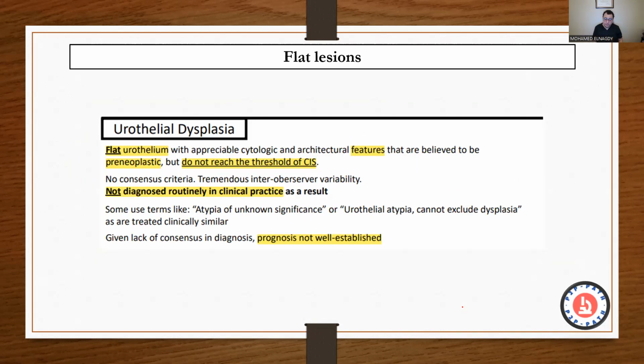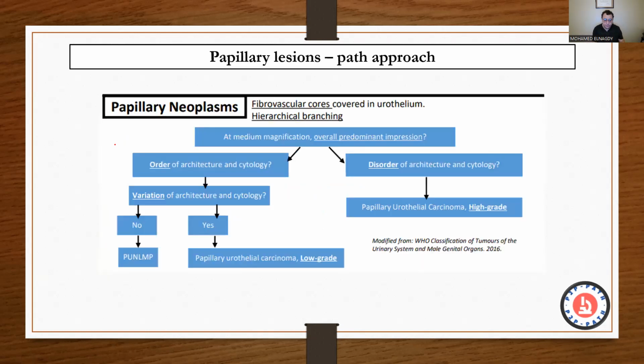What about urothelial dysplasia? Forget about it. It's not diagnosed routinely in clinical practice. This is like a kind of unqualified CIS. There is dysplasia going on, but it does not qualify to be called a frank CIS. Sometimes they say reactive changes with urothelial dysplasia. This is when you want to stay in the gray zone. So these kinds of things are never tested, neither in the Q-banks nor in the boards.